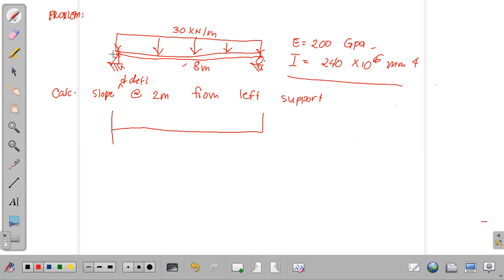So, kindly solve for the reactions, if this is A and this is B. Please solve the reactions at A and at B. Ma'am, 15-15, kilonewton. Ma'am, 15 also here. 30 times 8 divided by 4. Divide by 8. 30 times 8 divided by 2. 15. 30 times 8 times 4 divided by 8.